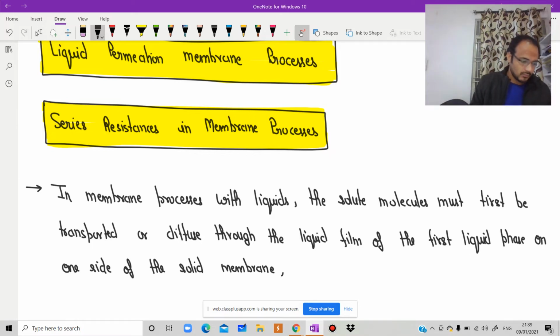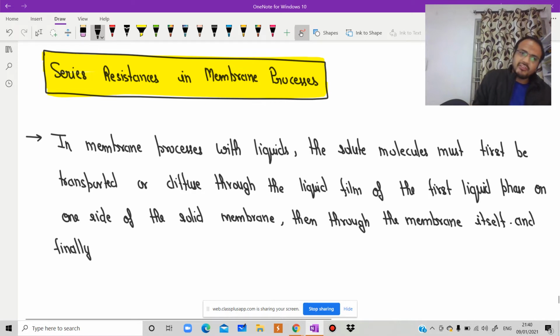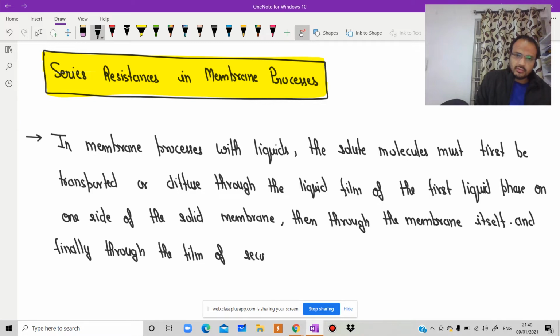Solid membrane, then through the membrane itself, and finally through the film of the second liquid phase. Is it clear? So I hope it should be clear to each and every student.